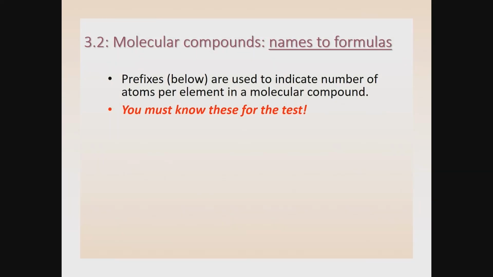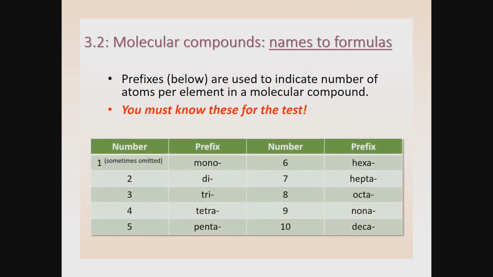Okay, so now we're going to look at molecular compounds. Molecular compounds are a little bit easier to find formulas for. And one thing you do have to memorize for molecular compounds is the names of the prefixes that you're going to use to recognize how many atoms of each element there are in a molecular compound.